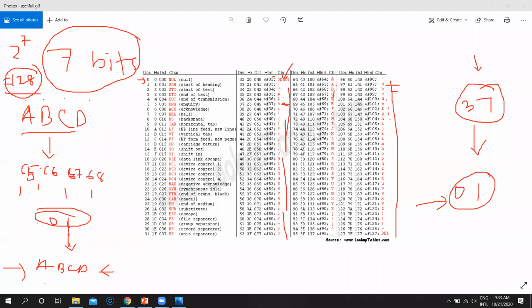But if I ask you about Chinese characters, or the Bangla alphabet, Arabic alphabet, they have many more alphabets. In English, we have only 26, maybe, isn't it? I forgot. 26 alphabets. Isn't it 26?